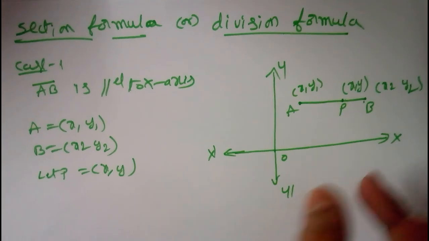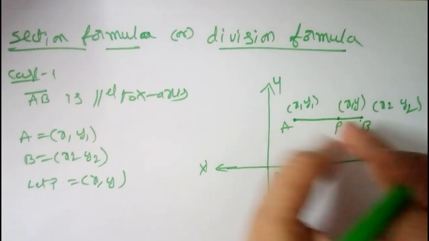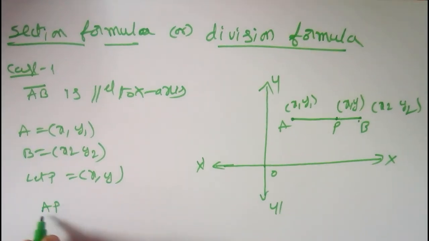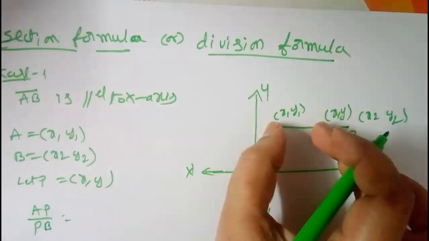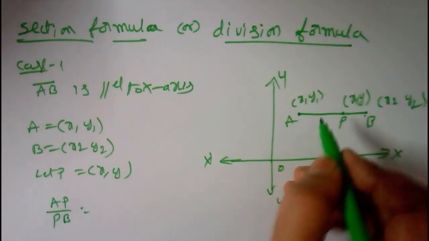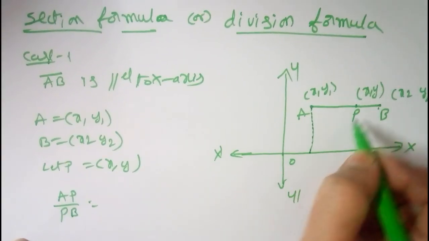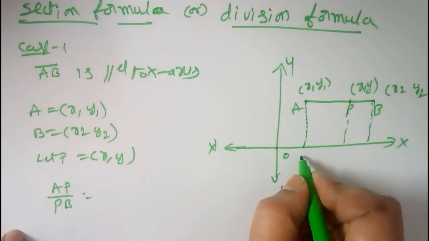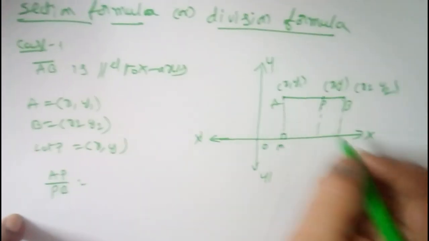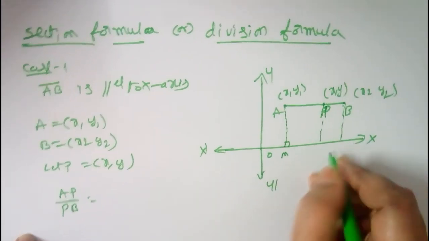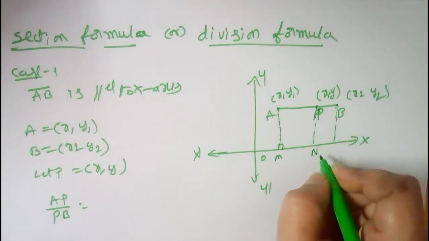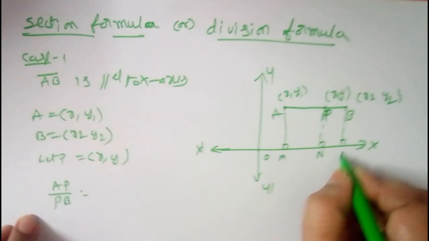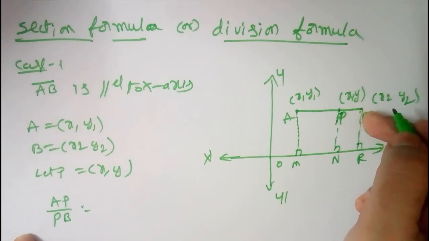Now we have to find AP. P divides internally means AP is to PB, which can also be written as AP by PB. So you have to find the AP value and the PB value. Now draw the perpendiculars from A, P, B to the x-axis. So AM is the perpendicular from point A, PN is the perpendicular to the x-axis from point P, and BR is the perpendicular from point B.